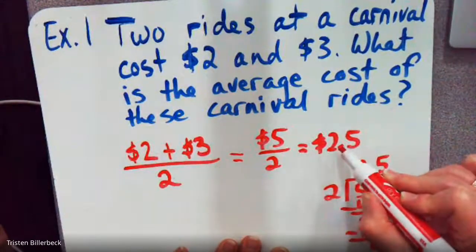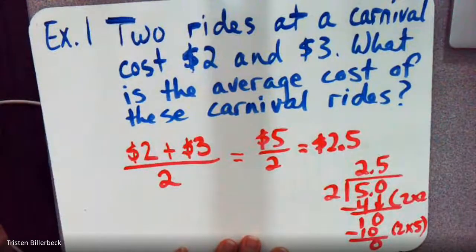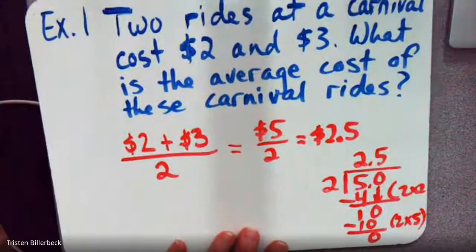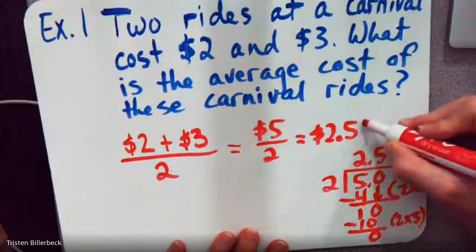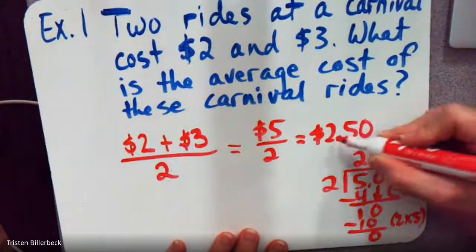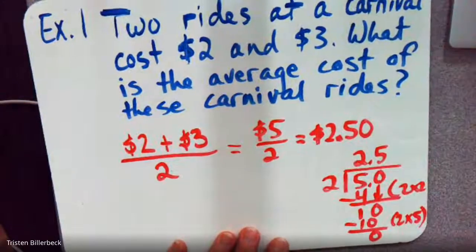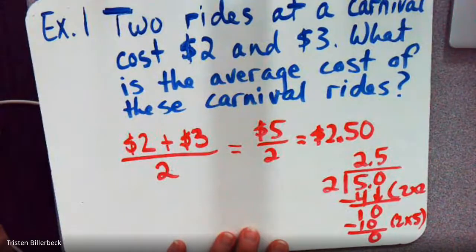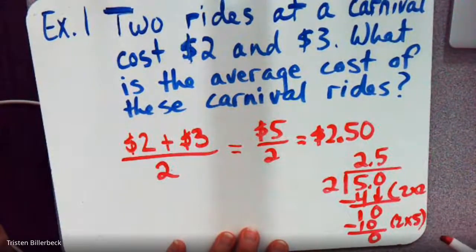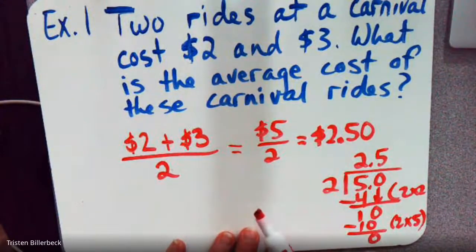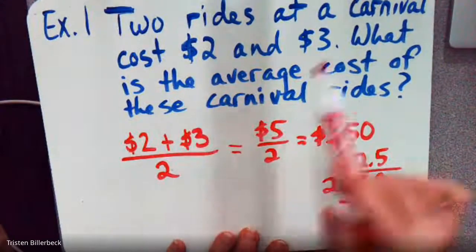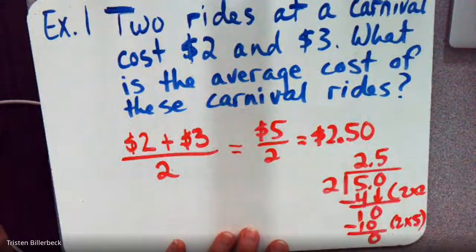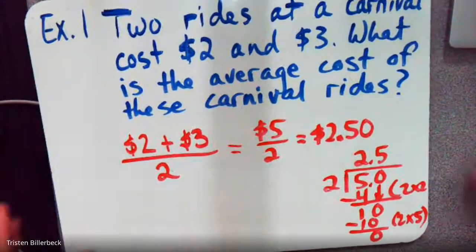Wait a second, we don't write money as 2.5. We write it in cents. So we had to add a 0 here because it's $2.50, not $2.5. Okay, so we have to answer in the way that we deal with currency when we're doing an average. So the average cost of these two rides at $2 and $3 is $2.50.